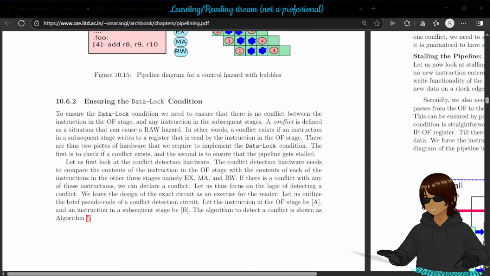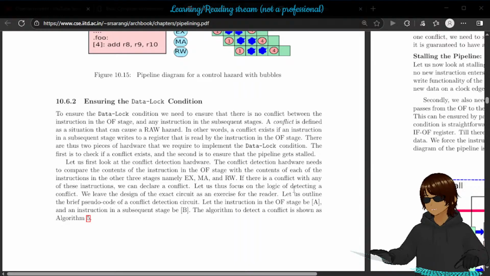There are two pieces of hardware that we require to implement the data lock condition. First is to check if a conflict exists. Second is to ensure that the pipeline gets stalled. Let us first look at the conflict detection hardware. The conflict detection hardware needs to compare the contents of the instruction in the OF stage with the contents of each of the instructions in the other three stages, namely execute, memory access, and register write. If there's a conflict with any of these instructions, we can declare a conflict.